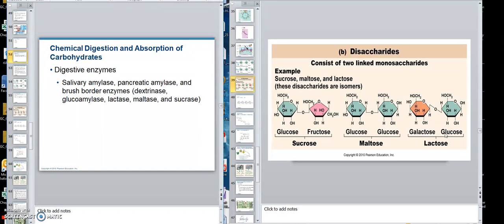Remember all the bacteria we talked about? They love it. They start making gas and diarrhea and everything. Okay? So we'll go a little further.